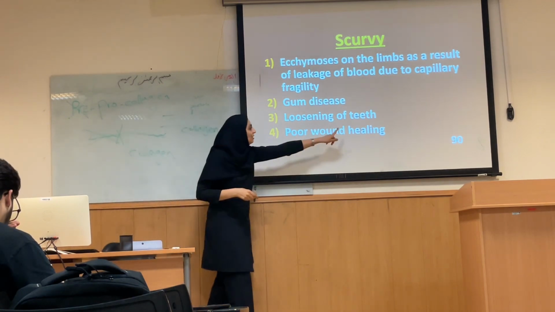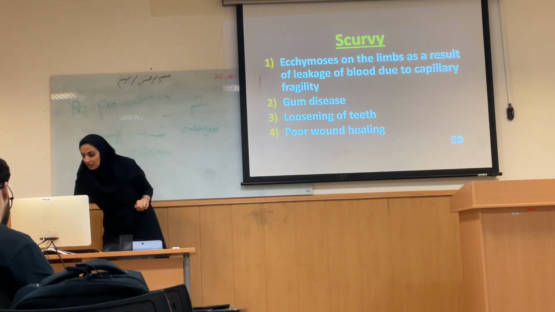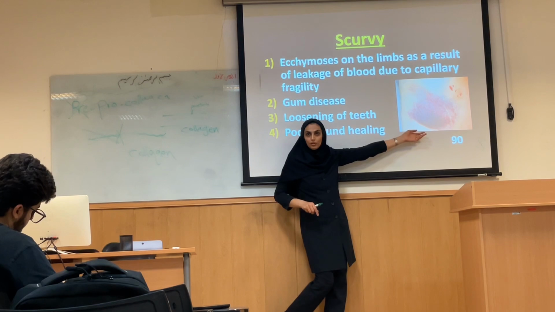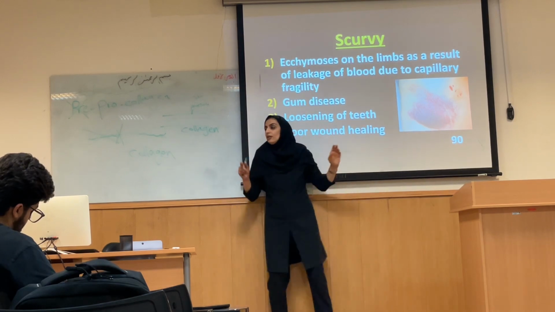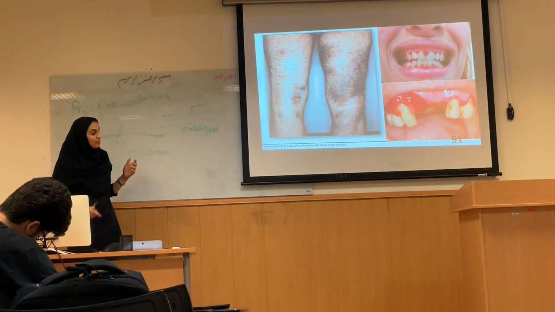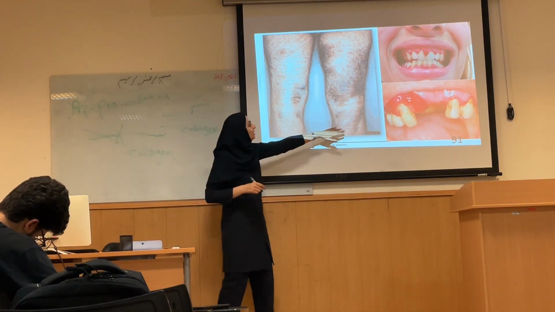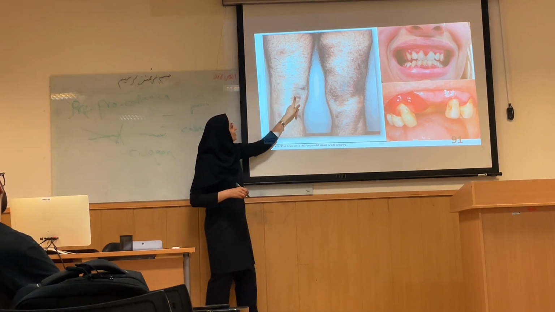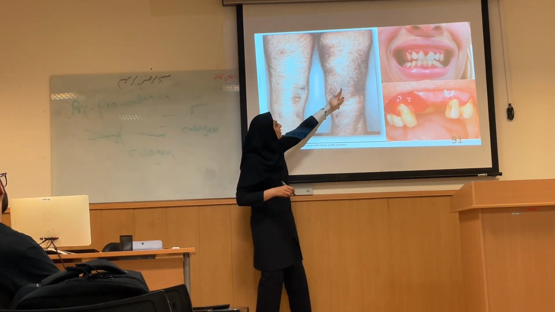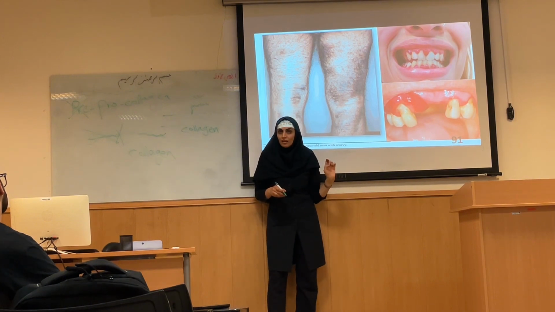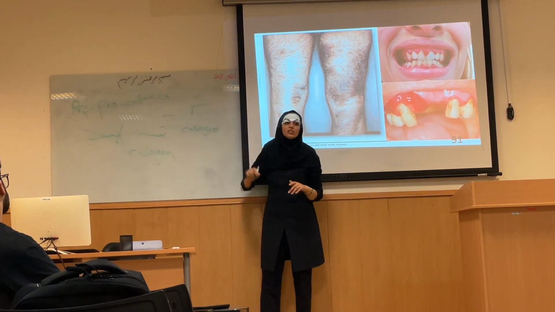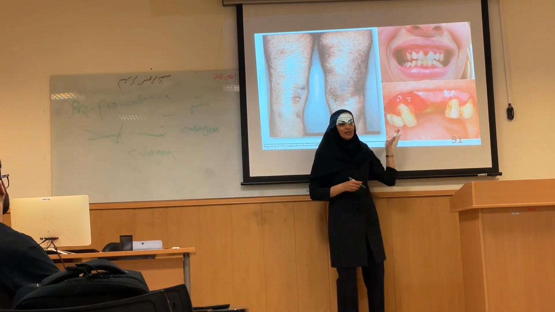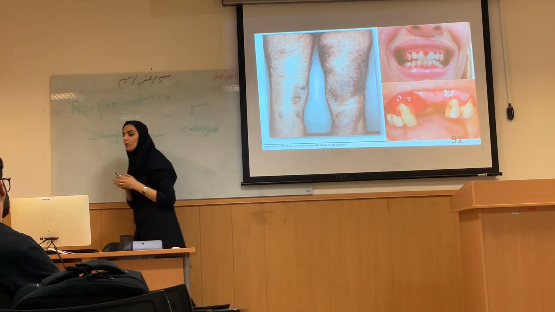Gum disease, loosening of teeth, and poor wound healing. You can see here some ecchymosis. Do you know? It can occur after collagen deficiency. Another situation, guys, here you can see again ecchymosis in the leg. This is in the leg area. You can see these areas because of capillary fragility: the blood penetrates under the skin. Okay? And here we have gum disease and losing teeth because of collagenopathy.